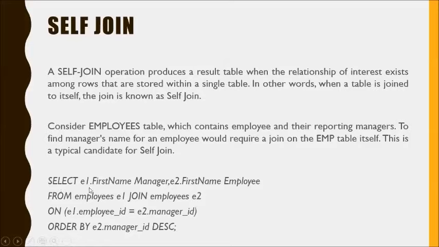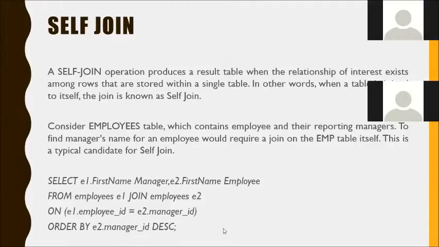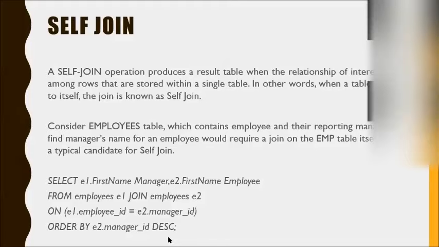Example: select E1.first_name manager, E2.first_name employee from employees E1 join employees E2 on (E1.employee_ID = E2.manager_ID) order by E2.manager_ID desc. This one corresponds to a descending order.